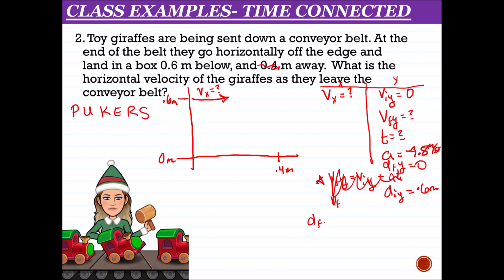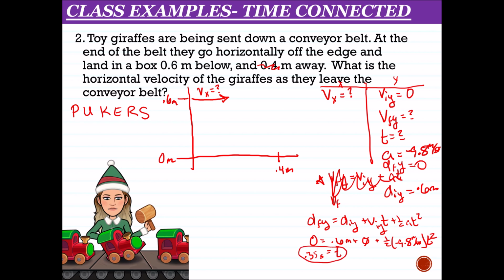Using the position function, final displacement in the y is 0. Initial is 0.6 meters. Initial velocity in the y is 0. Plus 1/2 times -9.8 meters per second squared times time squared, and time is going to equal 0.35 seconds. Don't forget to square your time and take the square root at the end.